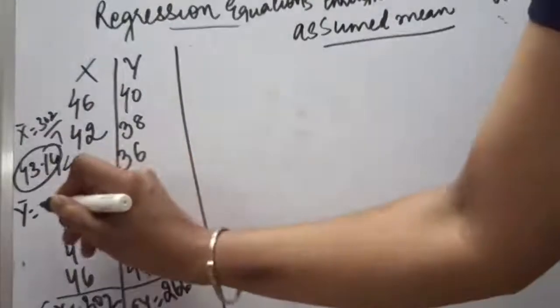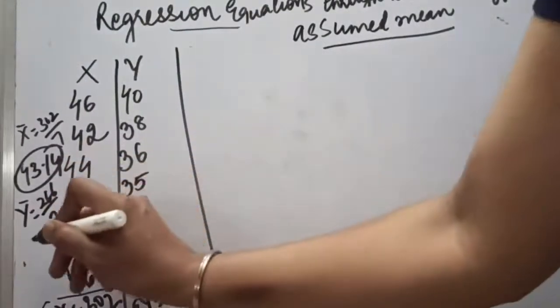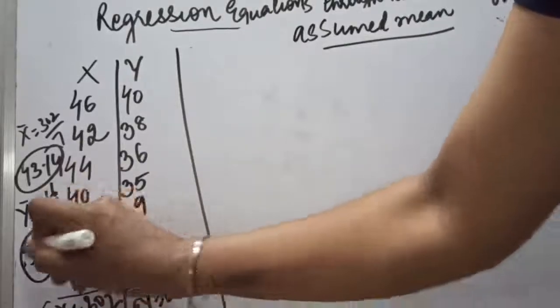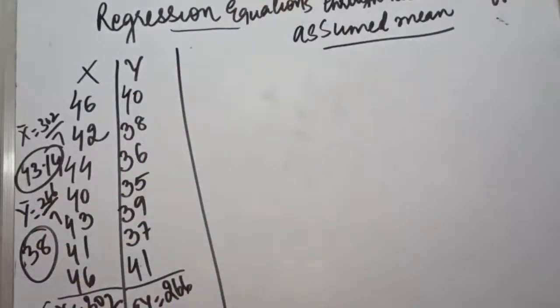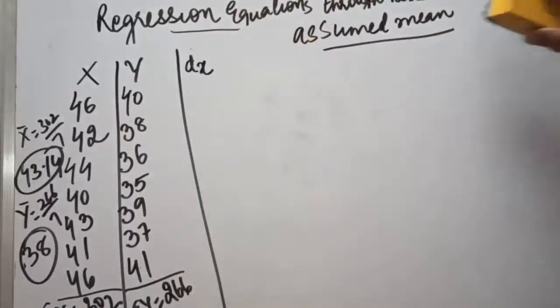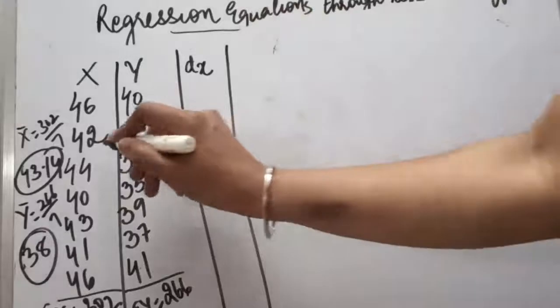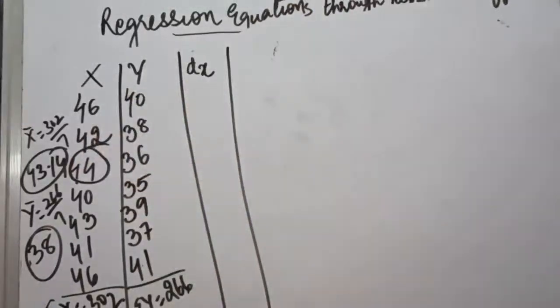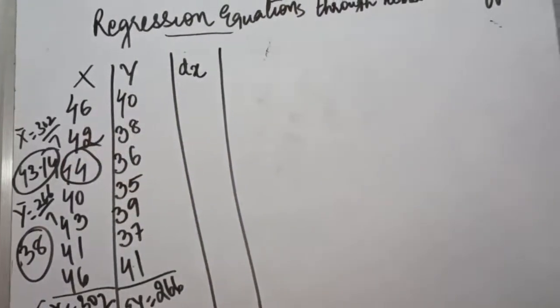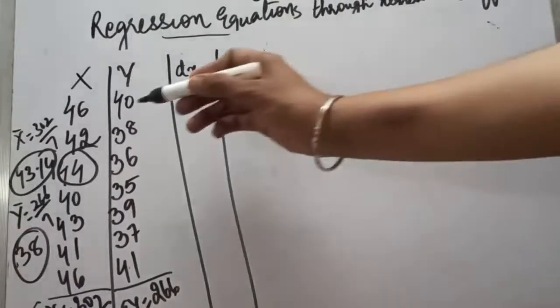Same is the case with y mean. Y mean will be 266 by 7, so it will be 38. So y mean is not in fractions, but x mean is in fractions, so we can go ahead with the assumed mean. First of all, in the assumed mean method, we will calculate dx. dx is x minus assumed mean. We can take any assumed mean. I am taking 44 to be the assumed mean here, and I will take deviations from this assumed mean.